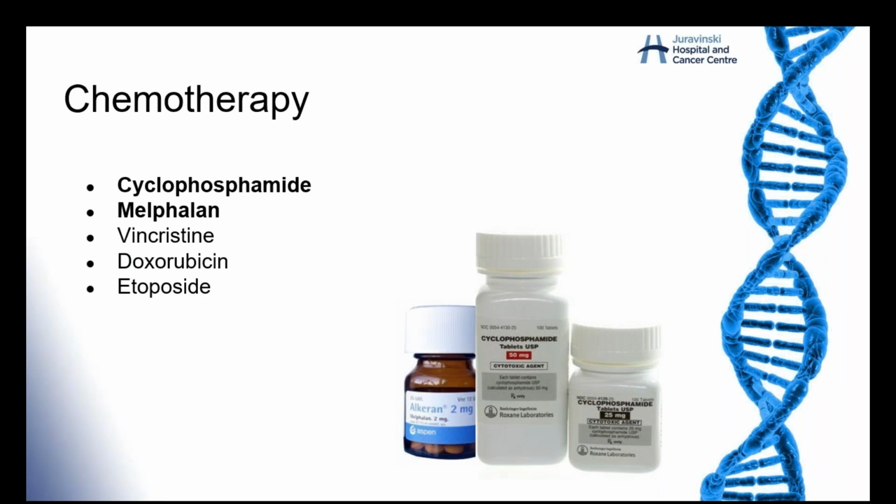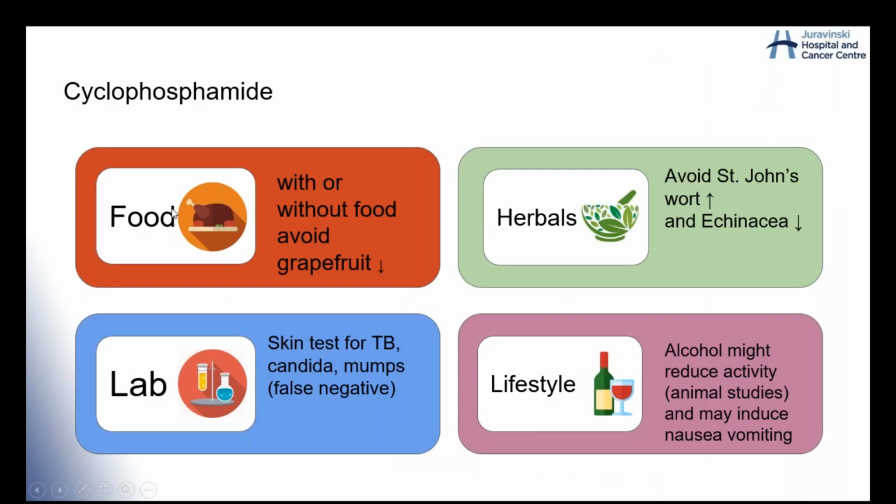Chemotherapy: there are multiple agents used in the treatment of multiple myeloma. The two most common that we use are cyclophosphamide and melphalan, so I'll focus on these two in this presentation. Cyclophosphamide is an old medication. It has fairly wide effects, so you'll see in the next few pages that it also has a lot of interactions. It's available as both oral and injectable.